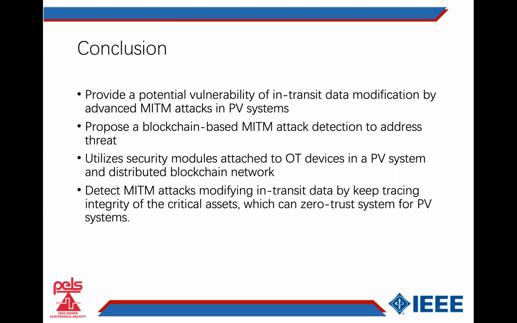In this paper, we find a vulnerability of in-range data modification by man-in-the-middle attacks. To handle these threat issues, we proposed a blockchain-based man-in-the-middle attack detection method. Our proposed method utilized a security module that is attached to OT devices in a PV system. Also, a distributed blockchain network was involved to build a cooperative data integrity validation ecosystem. Our system can detect man-in-the-middle attacks that modify in-range data by keeping track of the security logs of the critical assets, which can enable zero trust for the PV systems.